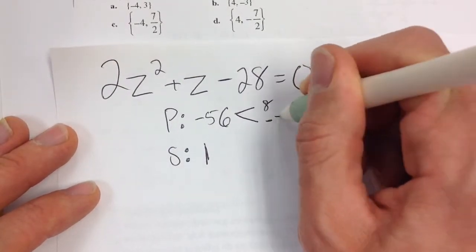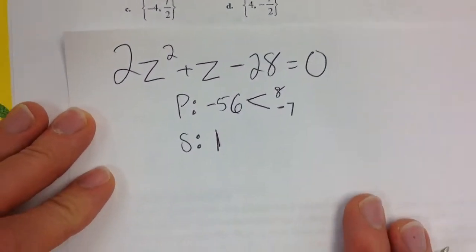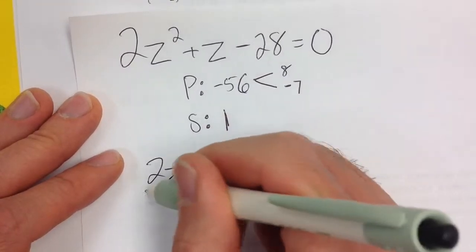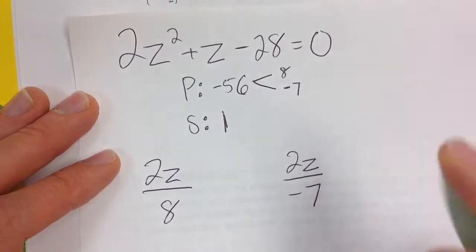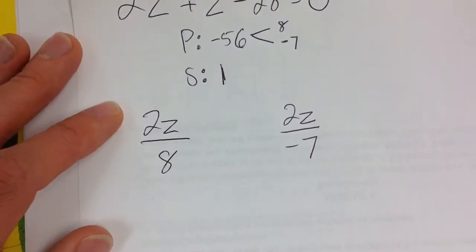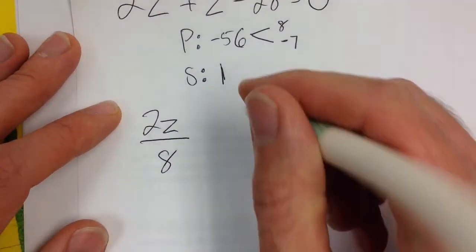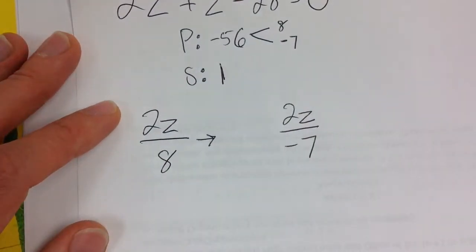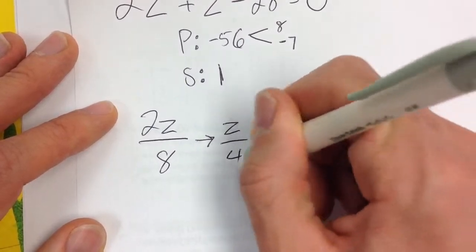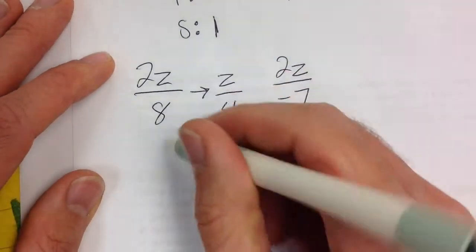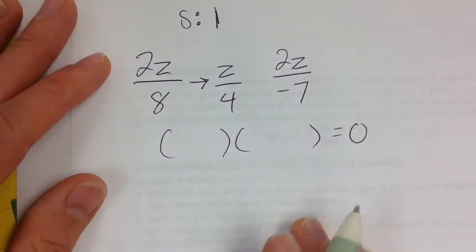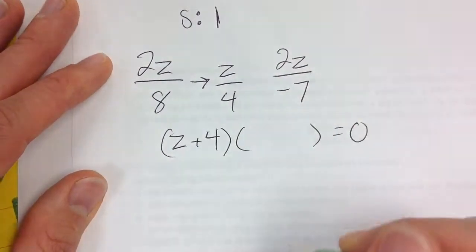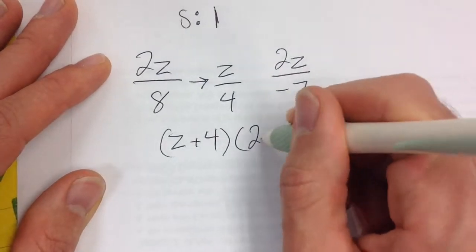8 and negative 7. If you like nobs, it would be 2z over 8 and 2z over negative 7. Two z over 8, 1z over 4. This one does not reduce. Please tell me what's the factored form. Z plus 4, 2z minus 7. Very good.